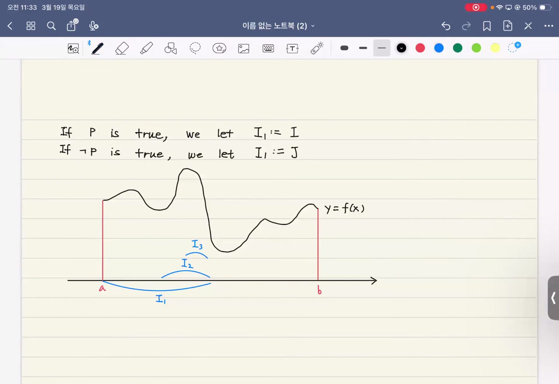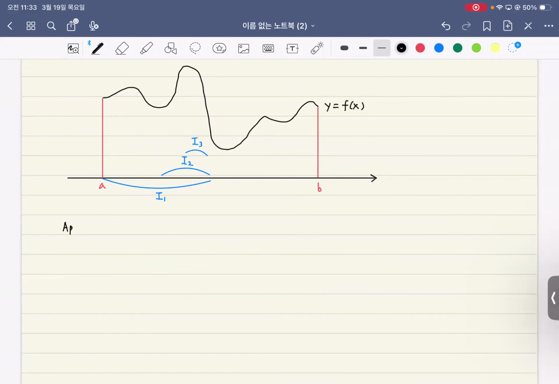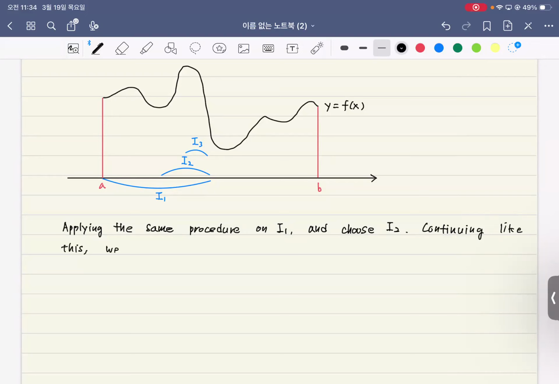So applying the same procedure on I1 and choosing I2, and continuing like this, we have a sequence of closed intervals.